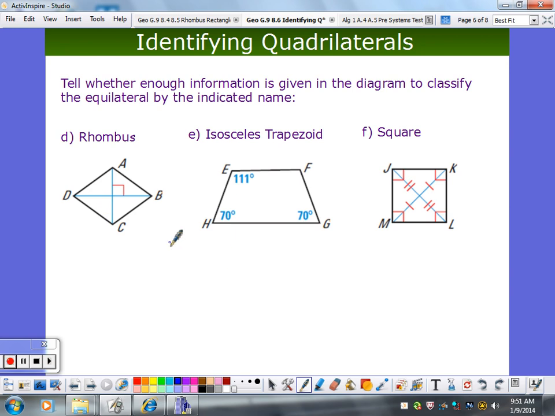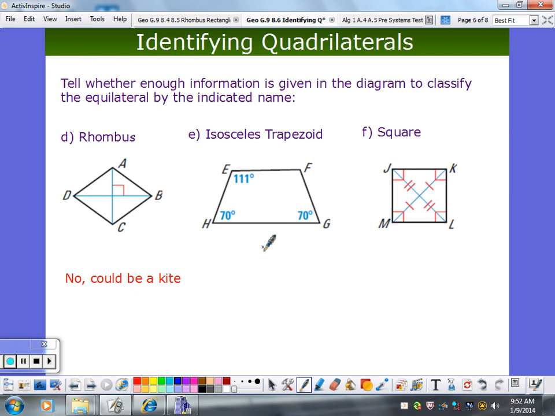Is this a rhombus? What do you think? Well, is it enough to know that they're perpendicular diagonals? Well, isn't there another shape? Yeah, it could be a kite. Kites also have that. So I don't know for sure that's a rhombus.